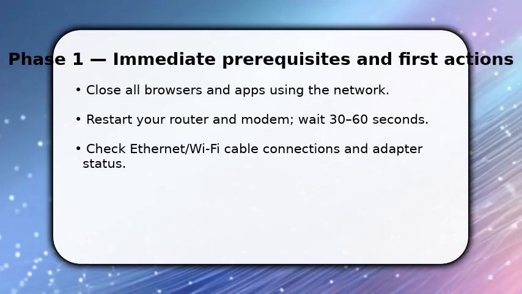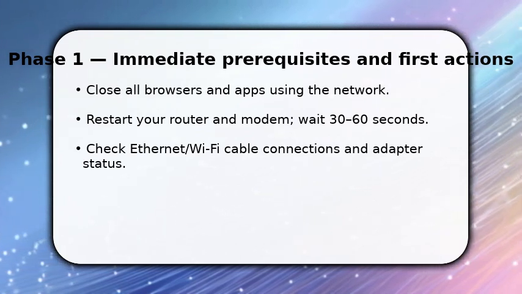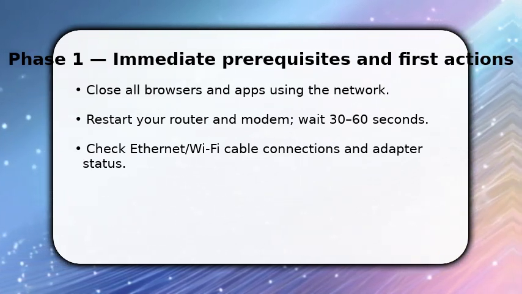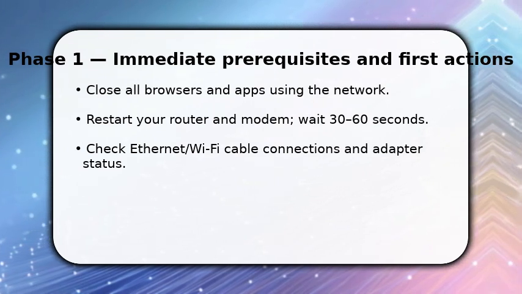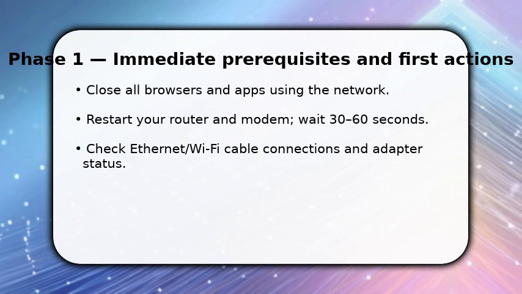You start by stopping activities that mask the issue. Close browsers, streaming apps, VPN. Then power cycle your modem and router. Unplug for 30 to 60 seconds, so DHCP leases reset and routing tables clear.